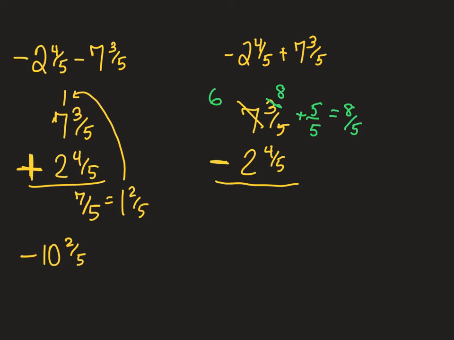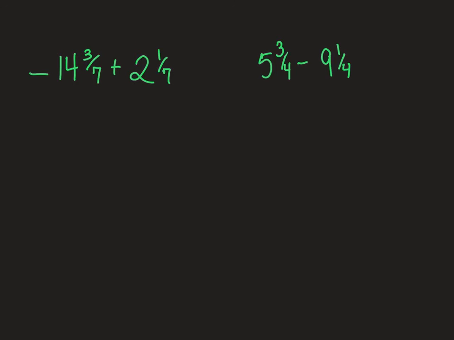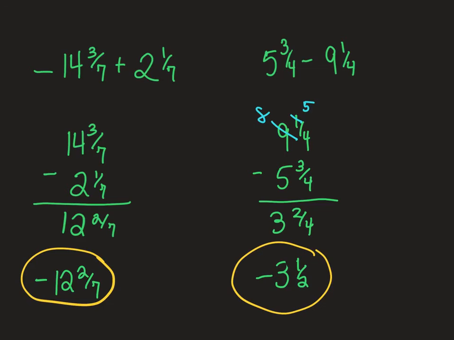Now I can do 8 minus 4, and I can do 6 minus 2. I come back up here to my sideways and I see that it's positive, so my answer is positive. Pause, try these by yourself, and then push play. All right, look and see what I got. Does it match your answers?